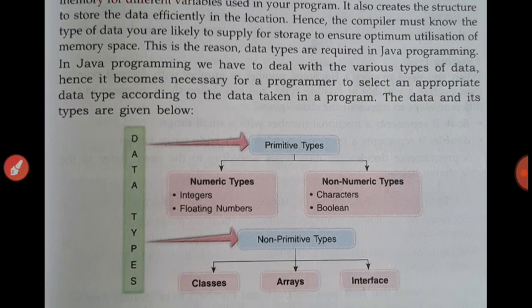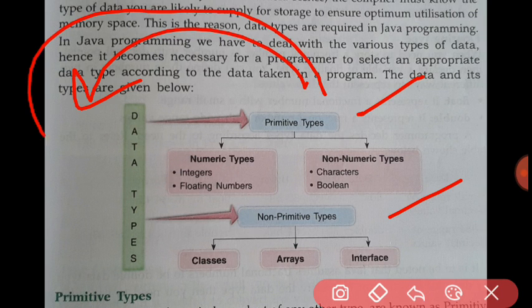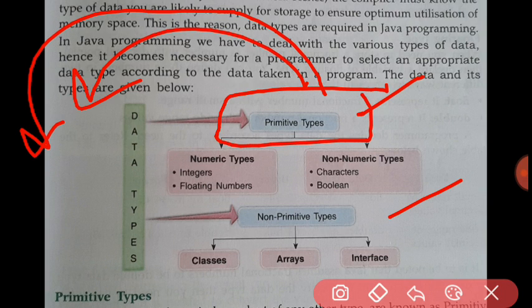There are two categories: primitive and non-primitive. Remember, primitive are the independent data types. These are also called inbuilt data types, right? And remember, the size of these primitive data types is fixed. Already fixed. We can't alter the memory size. Remember that.